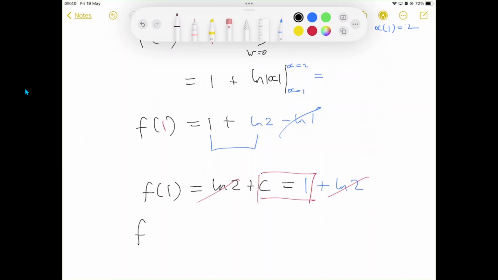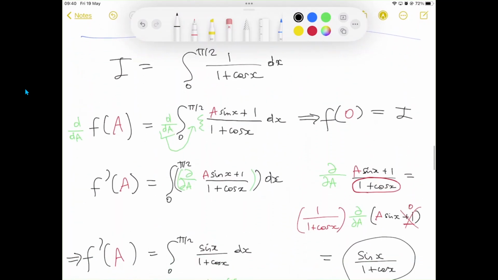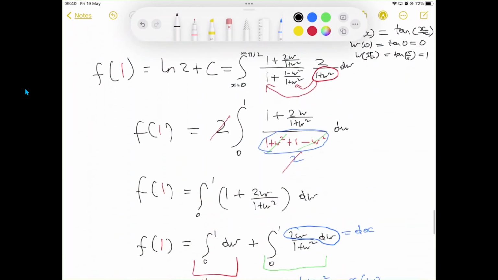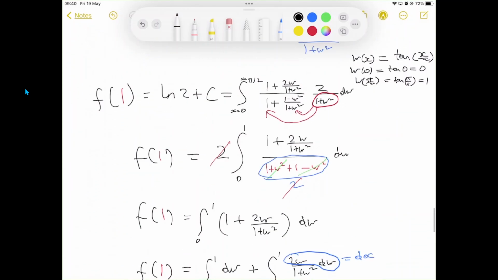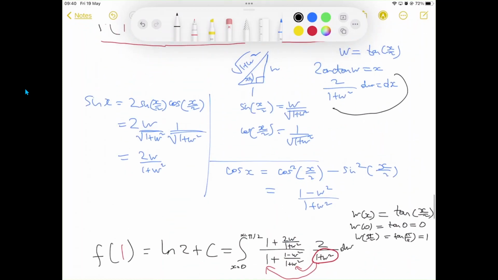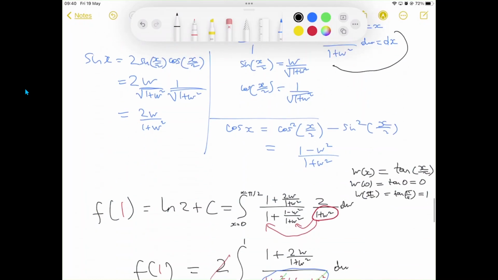What is f exactly equal to? F, we said it was a variable of a from earlier, and we defined it as, what was it? We had two definitions for it. We had the original one with the integral, and the one that we found out after doing the differentiation under the integral sign. What was it? Where is it? Here. A ln 2 plus c.